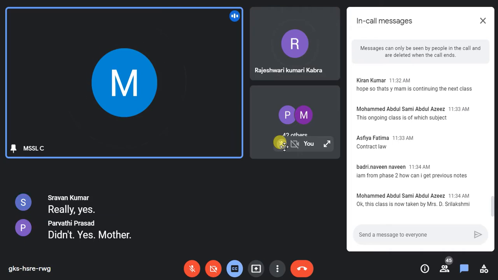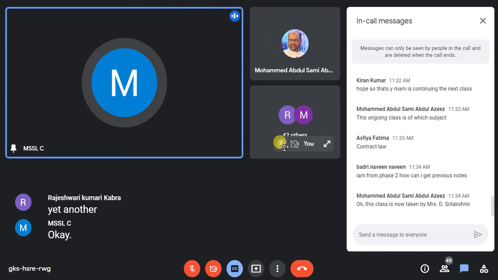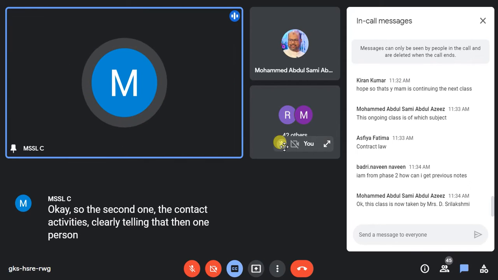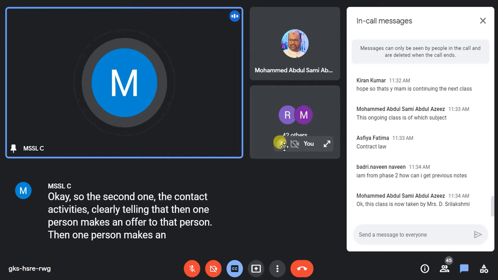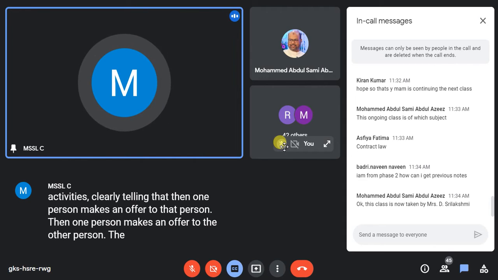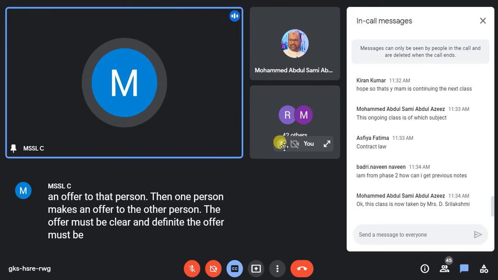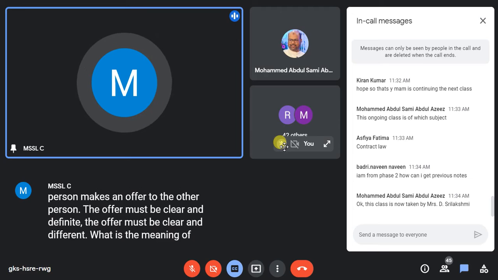So the second one, the Contract Act 1872 is clearly telling that when one person makes an offer to the other person, the offer must be clear and definite. The offer must be clear and definite. What is the meaning of this one?